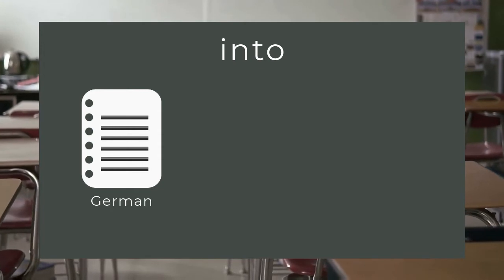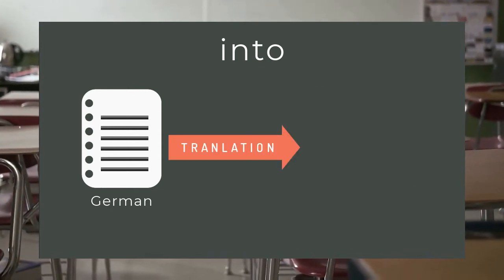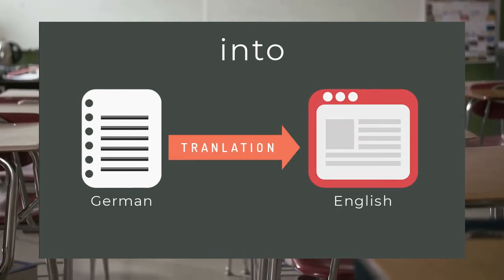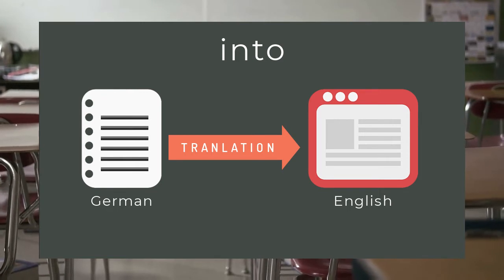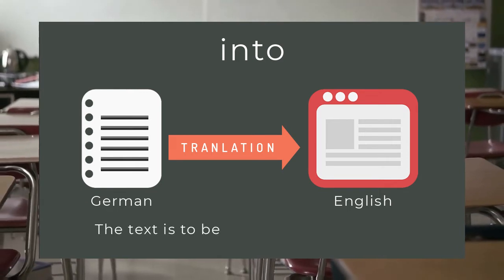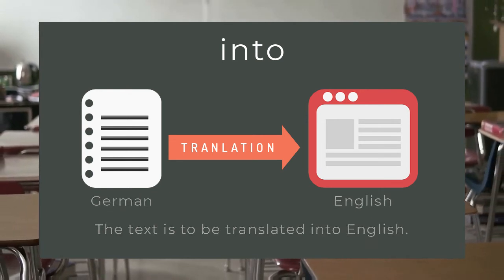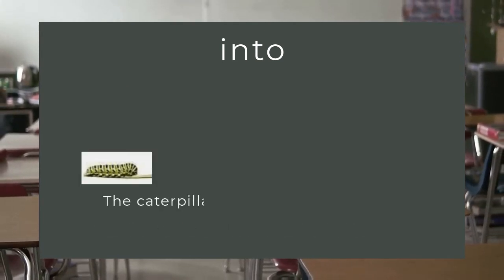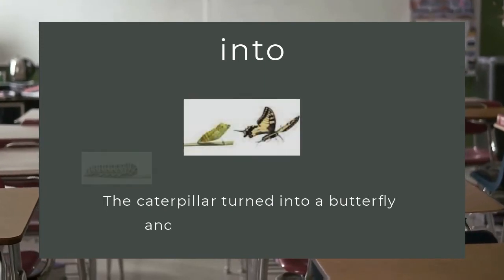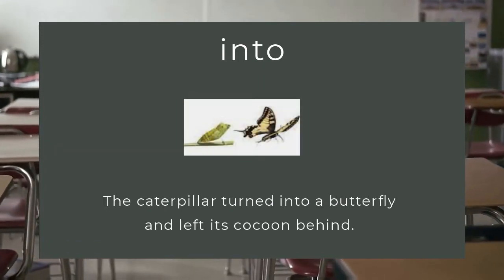While using "into" written together, we can also denote a change or transformation of some kind. For examples, the text is to be translated into English. Or the caterpillar turned into a butterfly and left its cocoon behind.